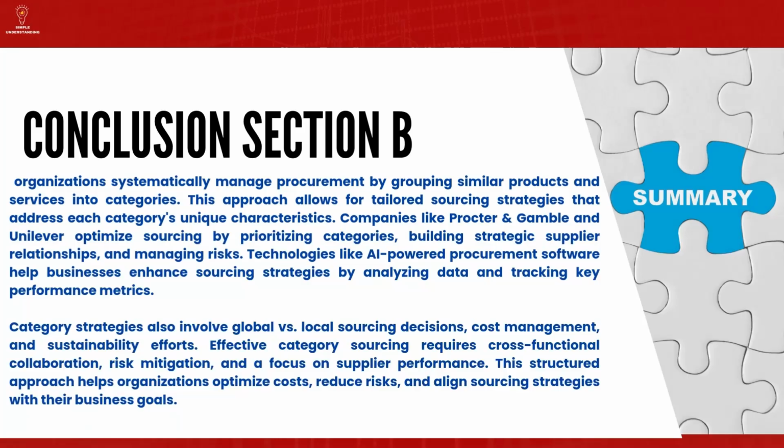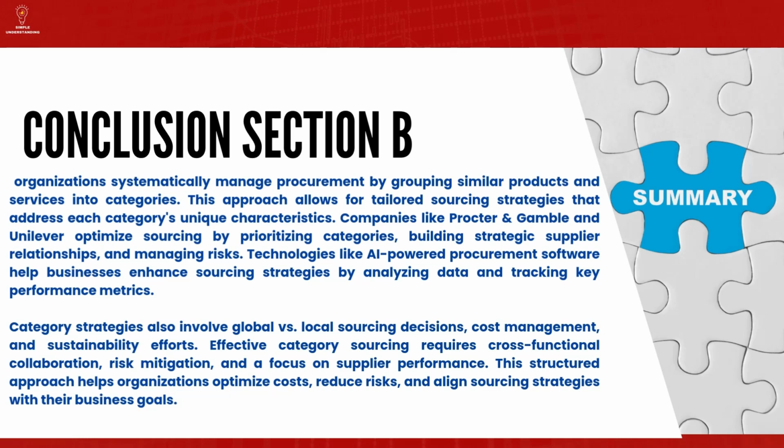Final summary of Section B. Category strategy for sourcing. In Section B, category strategy for sourcing, organizations systematically manage procurement by grouping similar products and services into categories. This approach allows for tailored sourcing strategies that address each category's unique characteristics.